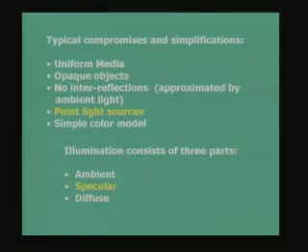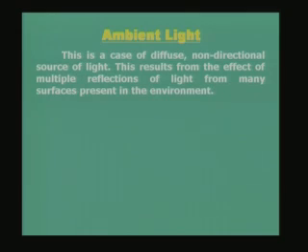So, coming back to the slide here, the illumination consists of 3 parts. We talked about this in the last class, where we talk of an ambient term, a specular term, and a diffuse term. These are the 3 components of the illumination effect, and we have discussed them very briefly. We just introduced the ambient term at the end of the last class. We will talk about that in detail today, where the ambient light is considered in the case of a diffuse non-directional source of light. It is a case of a diffuse, that means equal in all directions. That is the meaning of this term.